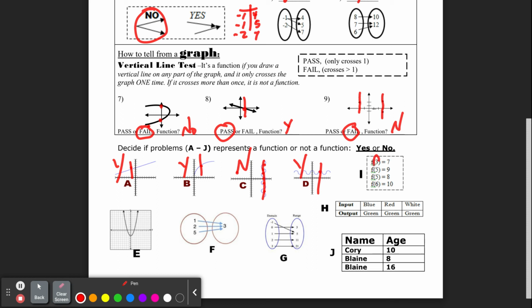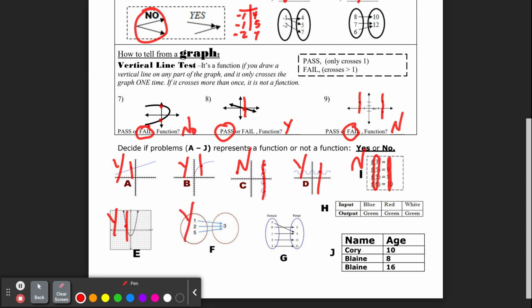Take a look at your x values. Remember, it doesn't matter about the y's. And you see that we have the 5's that do repeat. So no, this is not a function. Letter E, we can draw a line there and it just hits it one time. So yes, it's a function. Letter F, 1 goes to 3, 2 goes to 3, 5 goes to 3. So the x's do not repeat. So yes, this is a function.